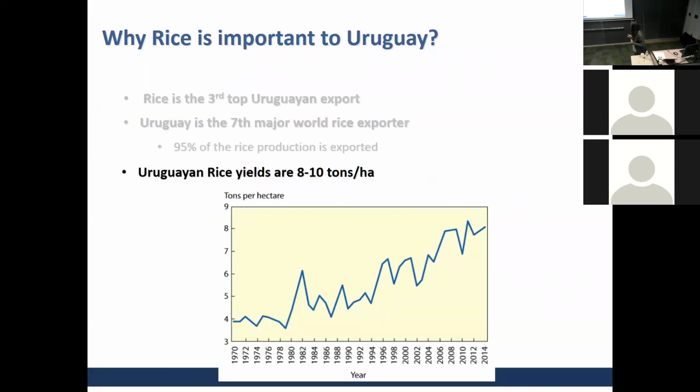Also, as you can see in this plot, Uruguayan rice yields are very high, between 8 to 10 tons per hectare. And this is the progression of rice yield since the 1970s, when the rice breeding program was first established in the country. We can see how the grain yields were increasing over time. This was thanks to the adoption of new high-yielding varieties, but also to the investment and adoption of new agricultural practices, and also a lot of machinery investment.